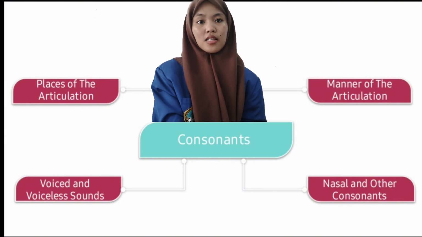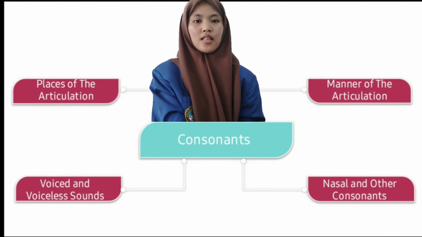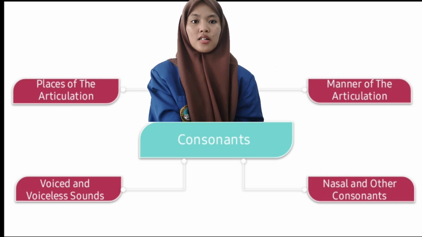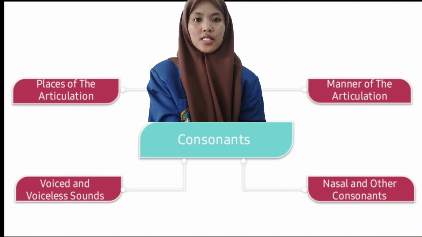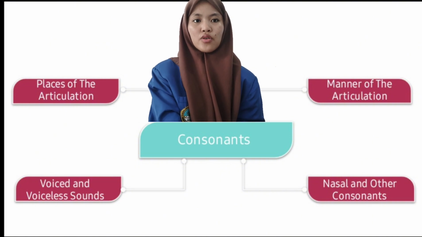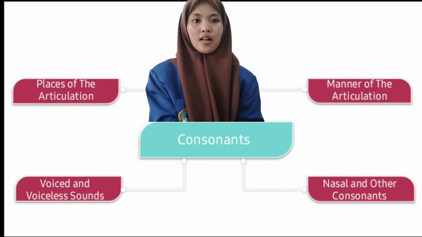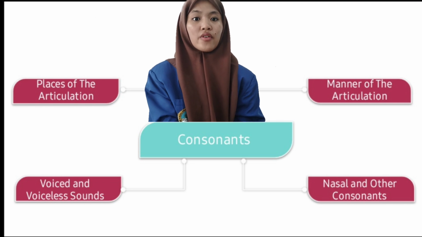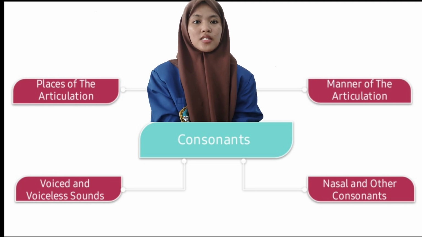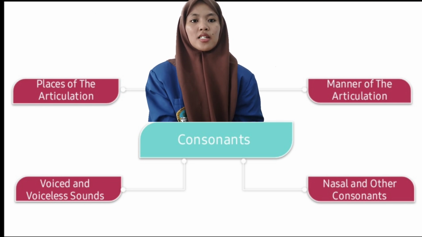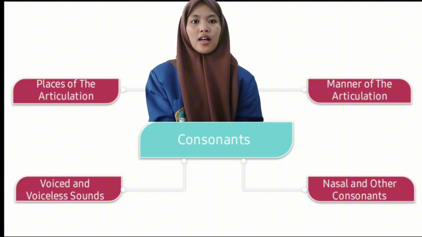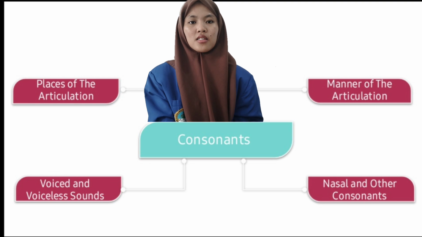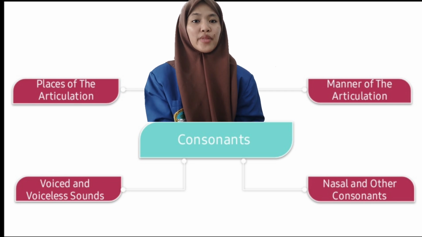And the third is voiced and voiceless sounds. As what we learned in the second chapter, voicing means the vocal cords are used. Based on the use of the vocal cords, English consonants are divided into voiced and voiceless or unvoiced consonants. Well, voiced is like the letters B, D, G, V, and etc. And unvoiced or voiceless is like the letters P, T, K, F, and etc.